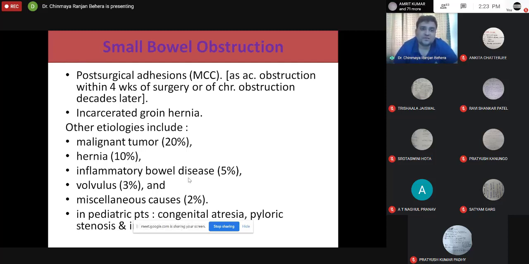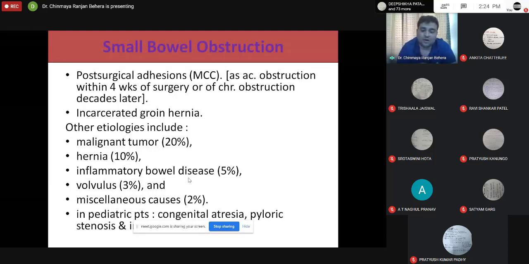And in cases of incarcerated groin hernia, if it is obstructed or incarcerated, the small bowel has gone into the hernial sac and there is obstruction, so there will be a proximal dilated loop and a distal non-dilated loop. Other etiologies are malignant tumors, hernia, inflammatory bowel disease, volvulus, and miscellaneous causes like hypokalemia or uremia. They can cause small bowel obstruction, or in pediatric patients, congenital atresia and pyloric stenosis.